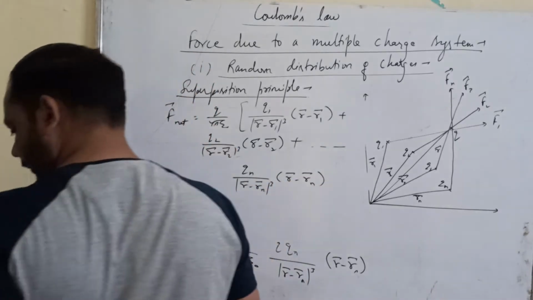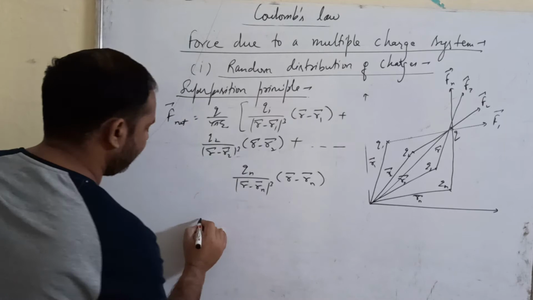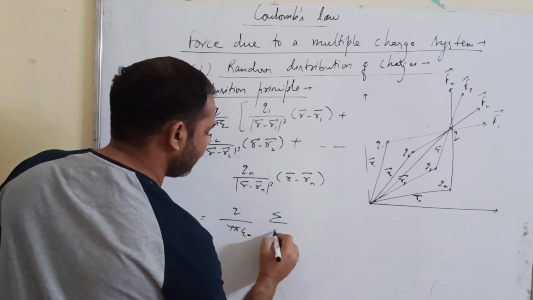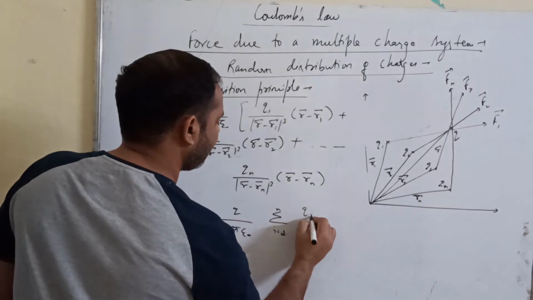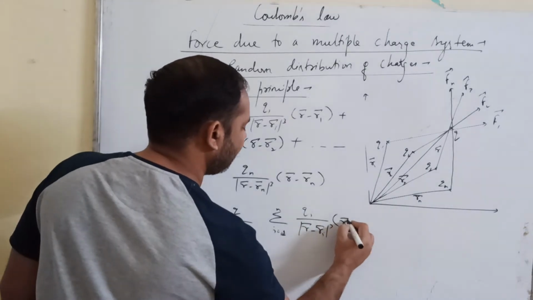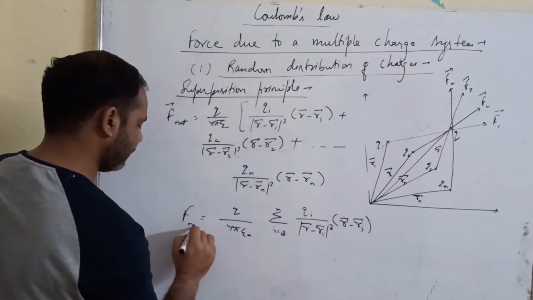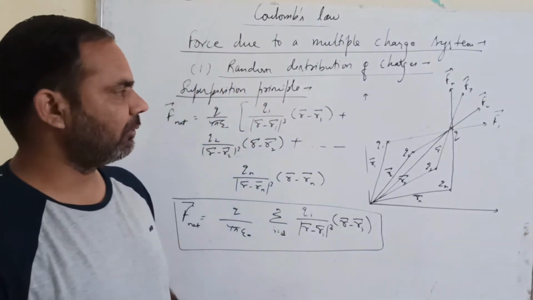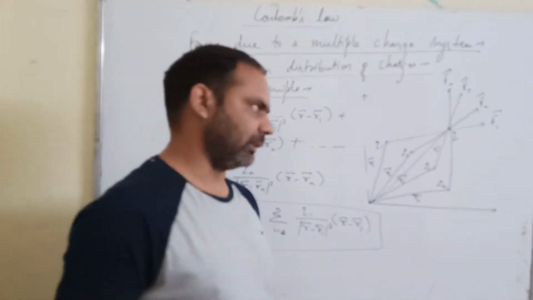In short, we can write this as q upon 4 pi epsilon naught, summation i equals 1 to n, qi upon magnitude of r vector minus ri vector, cubed, into r vector minus ri vector. This is the total force. This is the formula for the total force experienced by this charge q due to this randomly distributed system of charges.